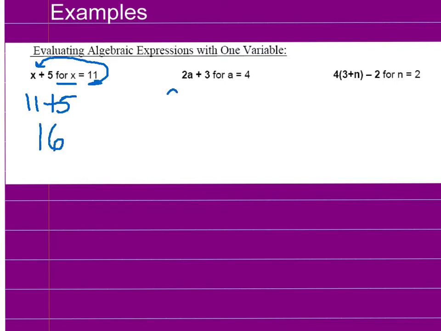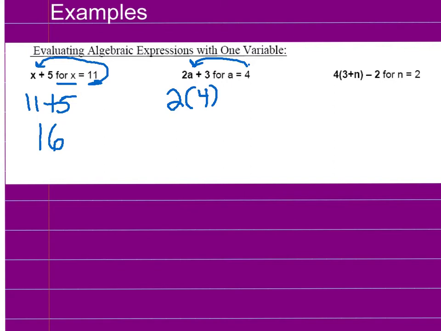Here we have 2, and it's next to the a, so remember that means multiply. So 2 times a. And what I want you to do is put a parentheses here, because you're going to hear me say this a lot. A variable is like a parentheses in a way, like a bowl that you can put something into. In this case, we're going to put a 4 in that place where the a was. We're going to substitute it in.